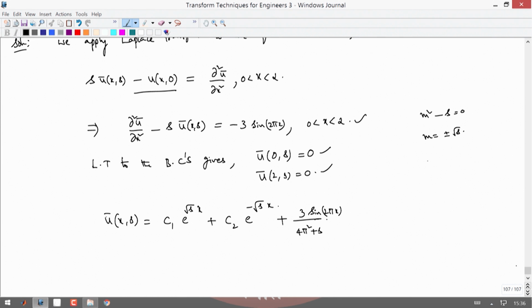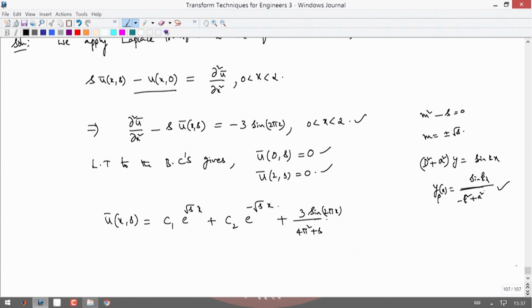If you have (D square plus a square) y equal to sin kx, the particular solution y_p of x is 1 by (D square plus a square) into sin kx. In the place of D square I have to put minus k square, and you have this one. So, this is your particular solution.